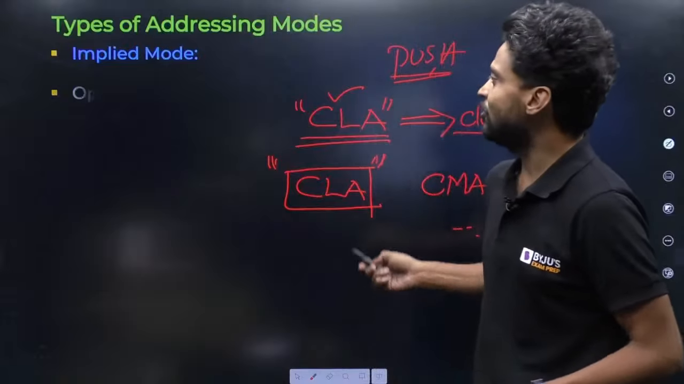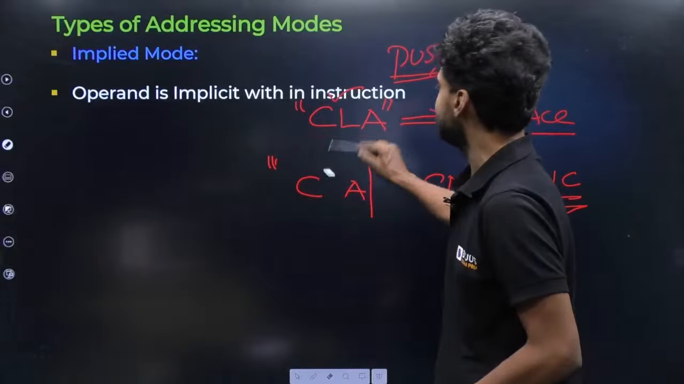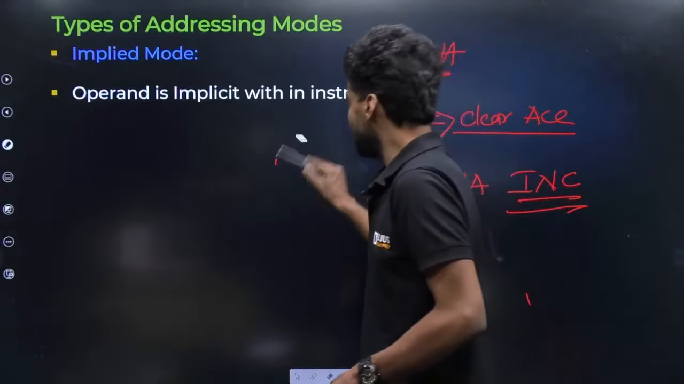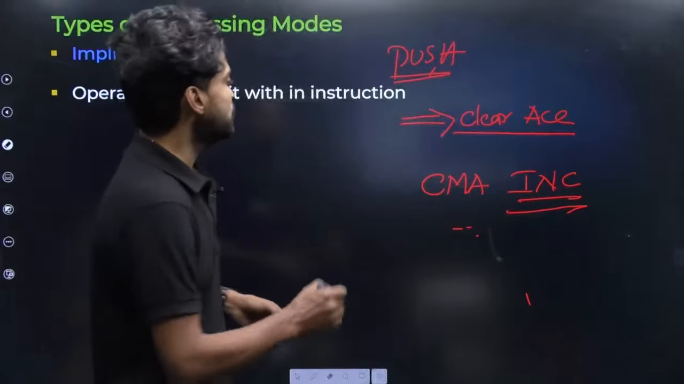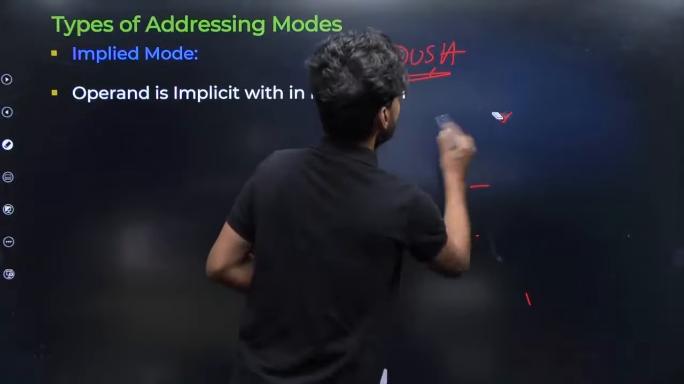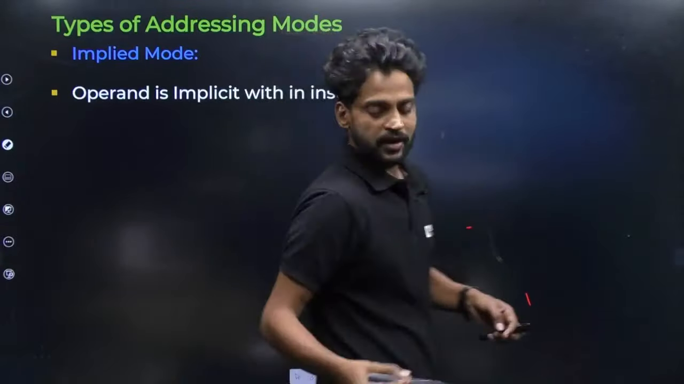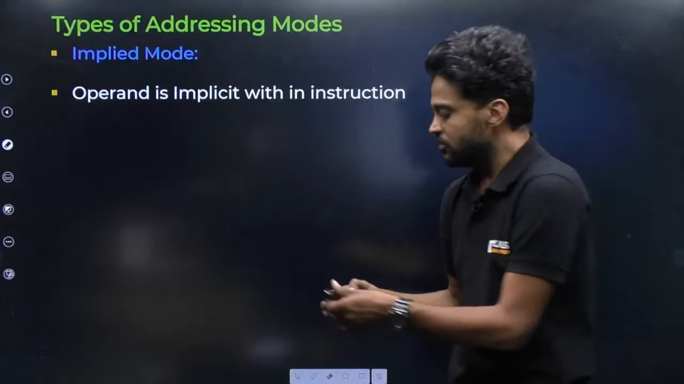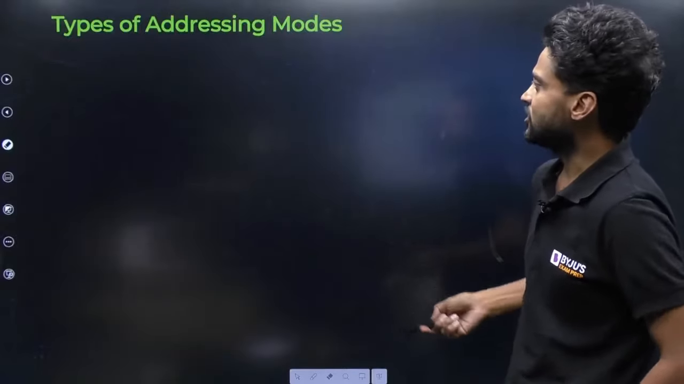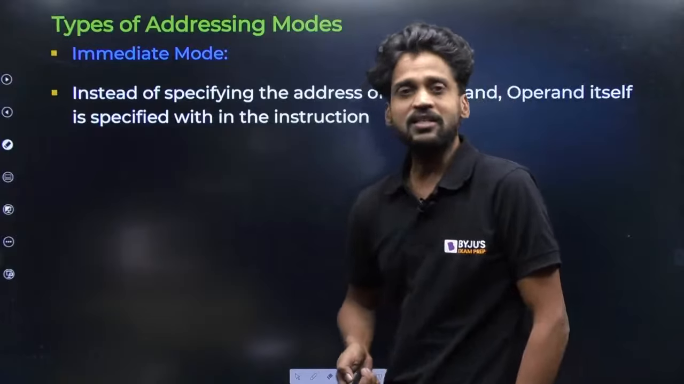Now in the implied addressing mode, what exactly is going to happen? The operand is implicit within the instruction. That is CLA. CLA means clear the accumulator. The total meaning of the instruction, in addition to the operand, is everything within the instruction itself. That is the meaning of the implied addressing mode. The next thing is the immediate addressing mode. What is an immediate addressing mode?